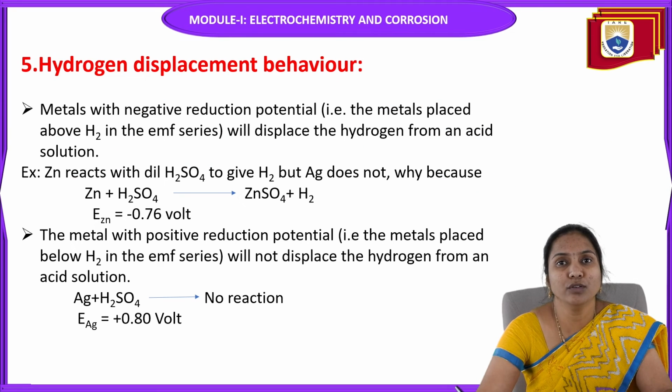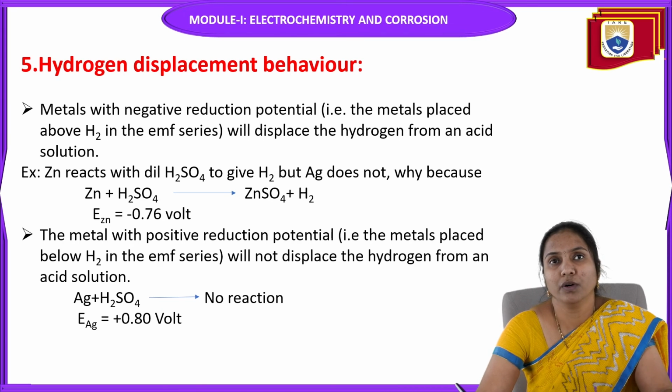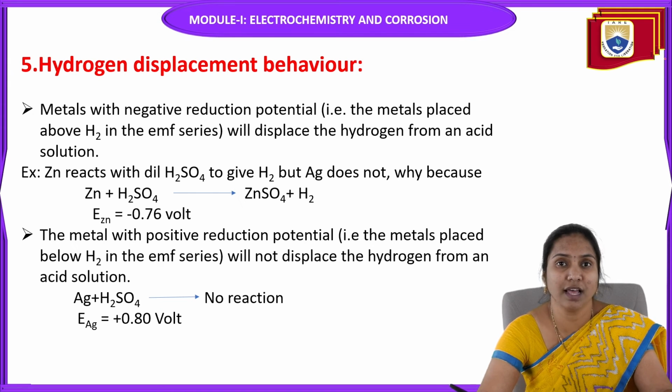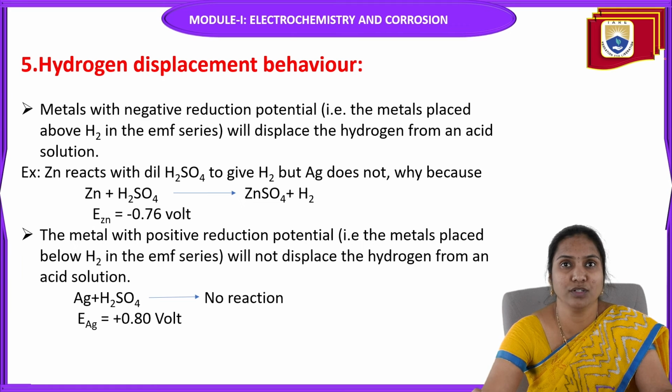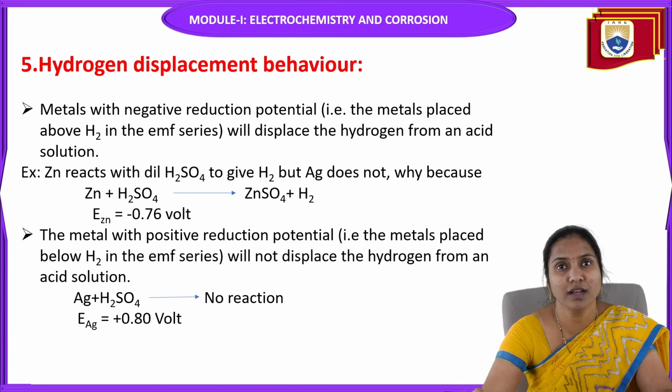Now we'll discuss hydrogen displacement behavior. Metals which are in a higher position in the electrochemical series have high reactivity. For example, zinc and magnesium are present above the hydrogen scale, so these metals have high reactivity. Metals which have negative reduction potential, present above the hydrogen scale in this electrochemical series, will easily displace hydrogen from acid solution.